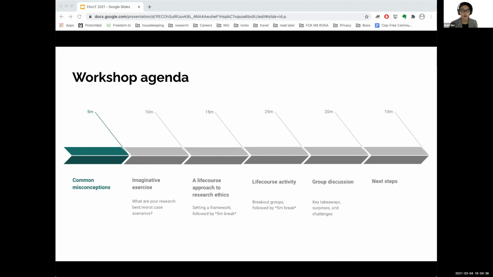So to do that, we have a really tight program today. We'll start by going over some common misconceptions about research ethics. And then Mia will lead an imaginative exercise that gets your brain rolling. Then the core component of this workshop will be us introducing a life course approach. And then you'll get an opportunity to apply the life course approach to the ML research case studies that we have prepared for you in a breakout group. And then we'll end the workshop with a group discussion and talking about the next steps.